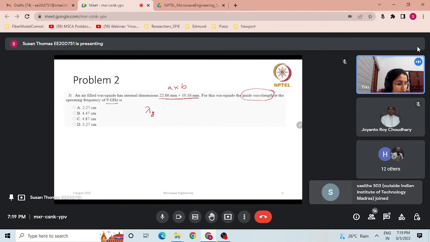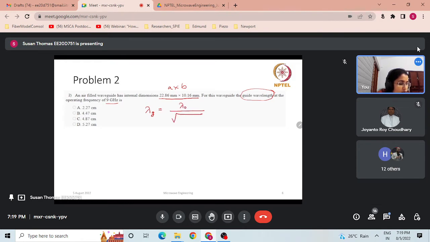So the lambda g expression is lambda naught divided by root of 1 minus (fc by f) the whole square. So this had been derived in the lectures. So lambda naught is the operating wavelength, fc is the cutoff frequency and f is the operating frequency. So what is the operating frequency here? That is 9 gigahertz. And we need to understand what fc is here. So fc is the cutoff frequency.